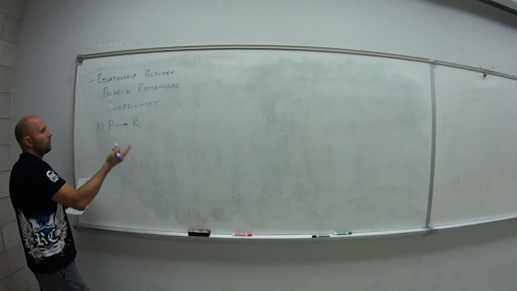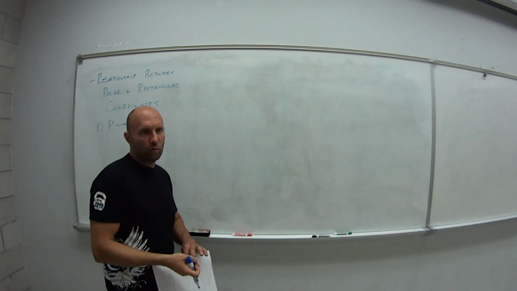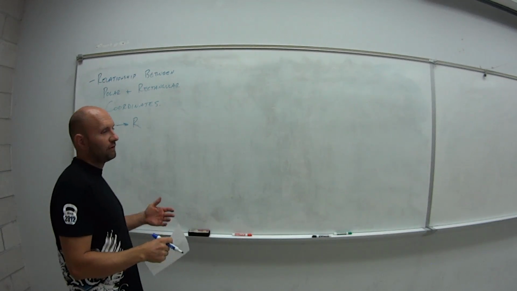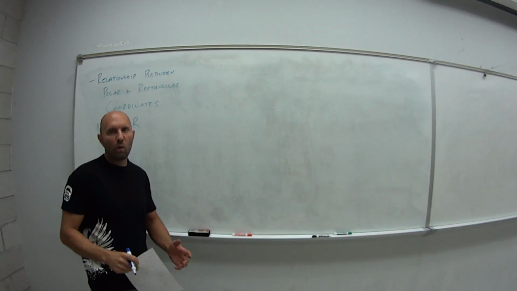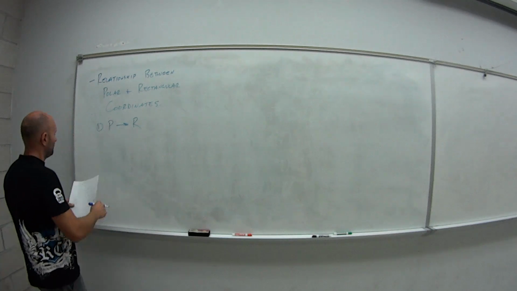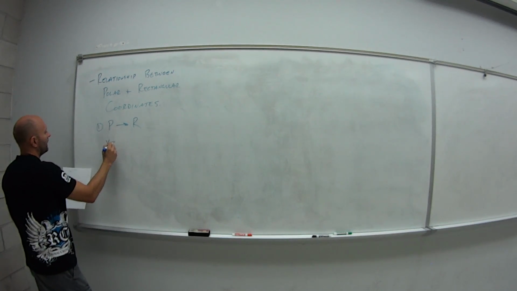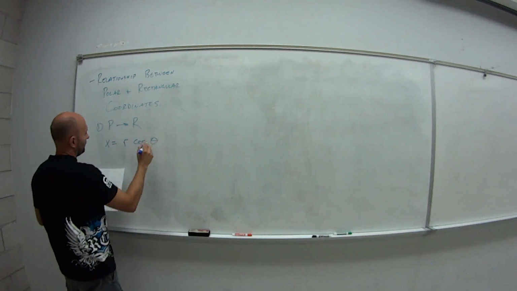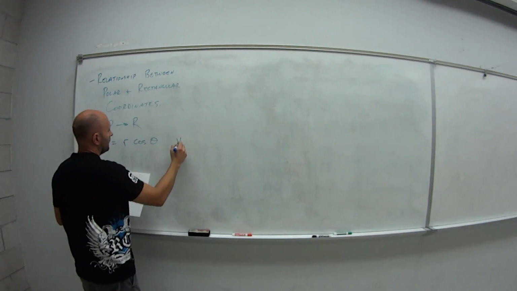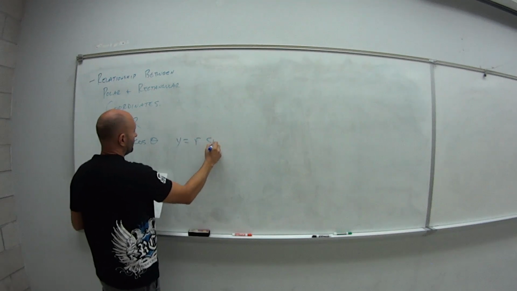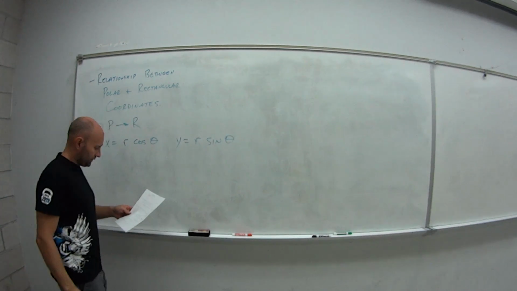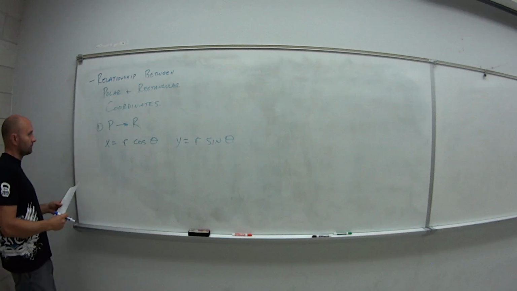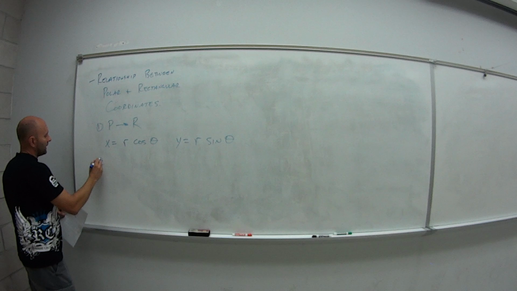If we're given polar coordinates, so we're given a value of r and a value of theta, but we want to know how that relates to an x value and a y value in the rectangular coordinate system, well, x is equal to r times cosine of theta, and y is equal to r times sine of theta. That one's not too bad.